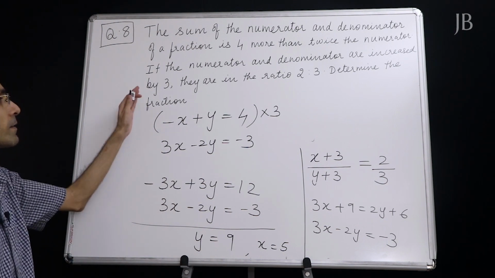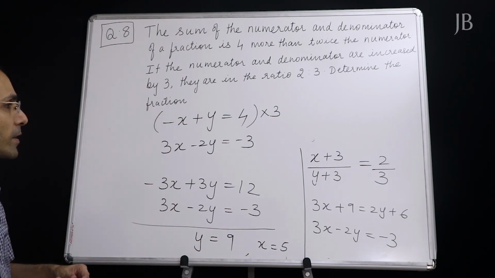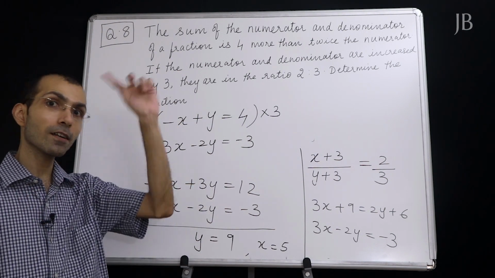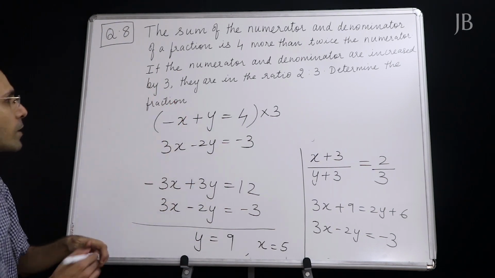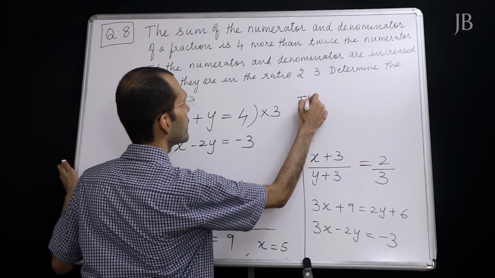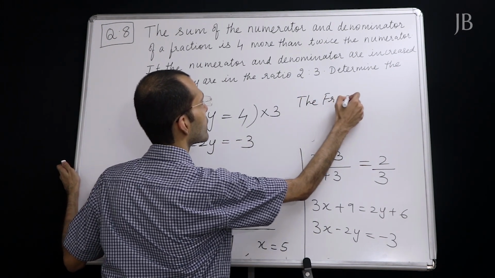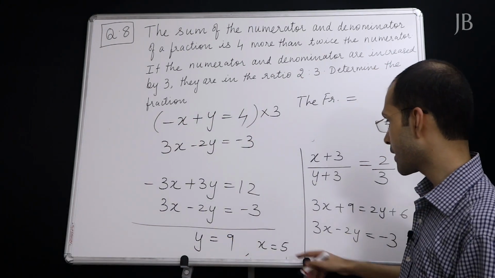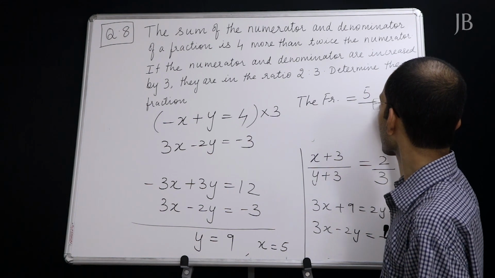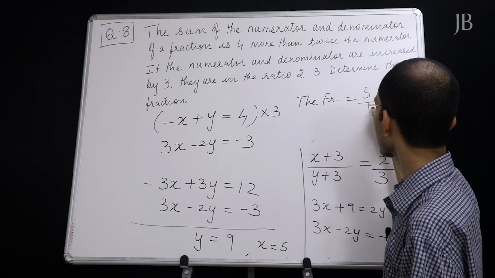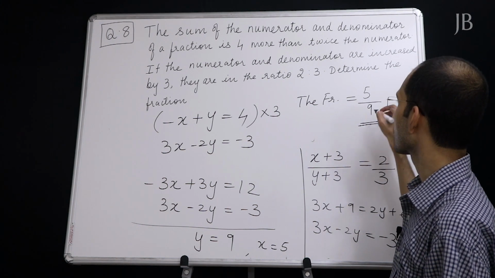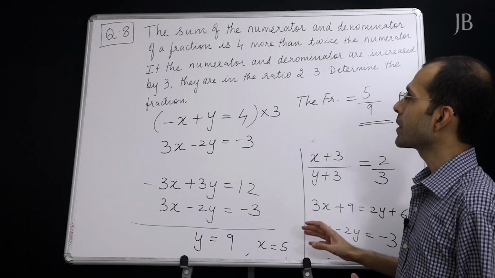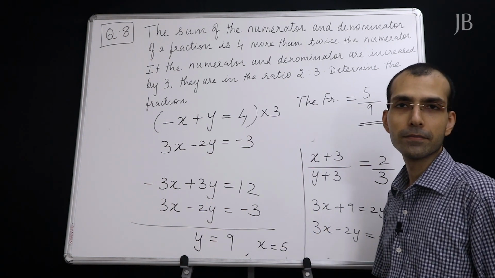Okay, but what do we want? The fraction. Now when they say fraction, one may wonder which fraction? This new one or the original one? By convention, it is the original fraction they are referring to. The original fraction was x upon y. Where x is 5, y is 9. Done. So the original fraction is 5 upon 9. And this completes your question 8.